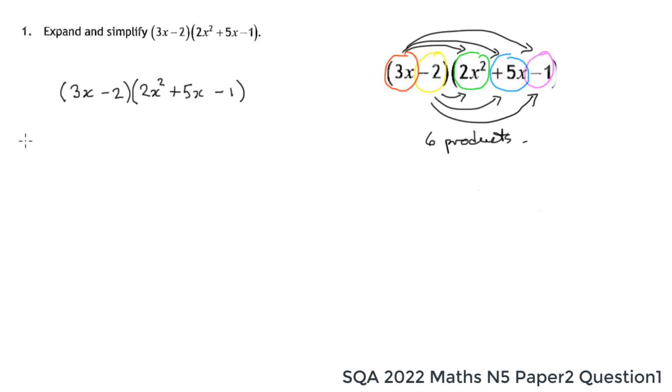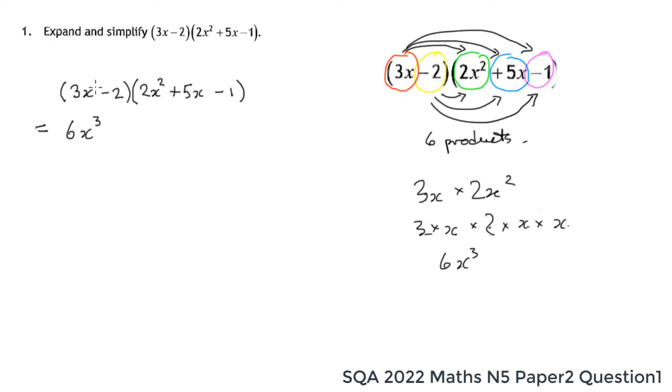So let's get going with this. So red times green, there's 3x times 2x squared. That'll give us 6x cubed. Now if you're not sure about that, let's just illustrate that, see what's going on. There's your 3, there's a times x, there's a times 2, there's a times x squared, which is x times x. So 3 times 2 is 6, x times x is x cubed. So we've got 6x cubed.